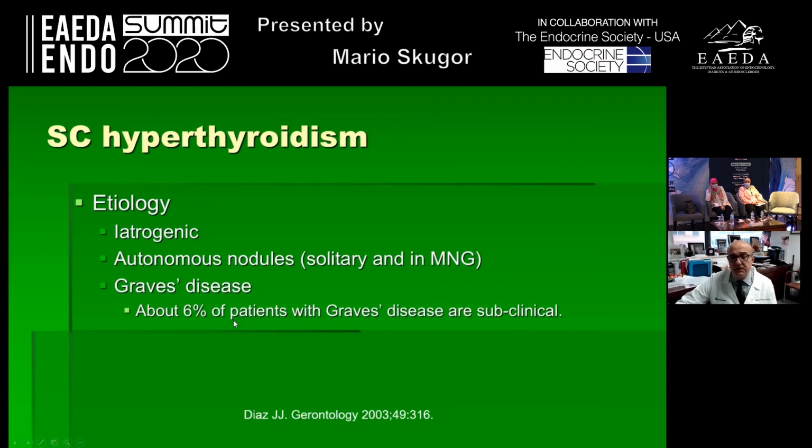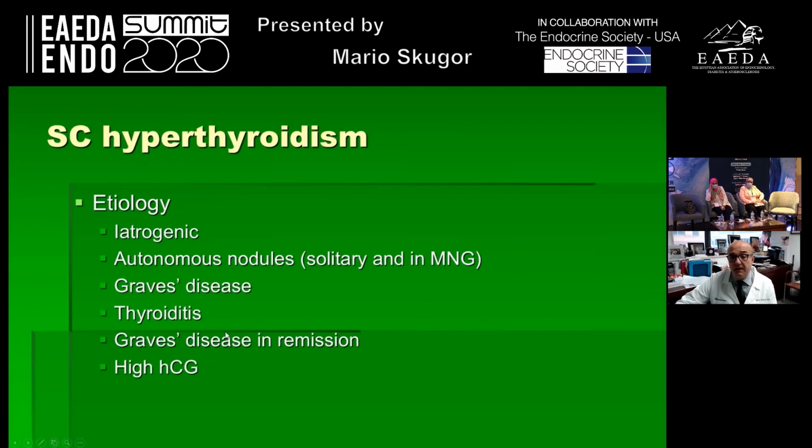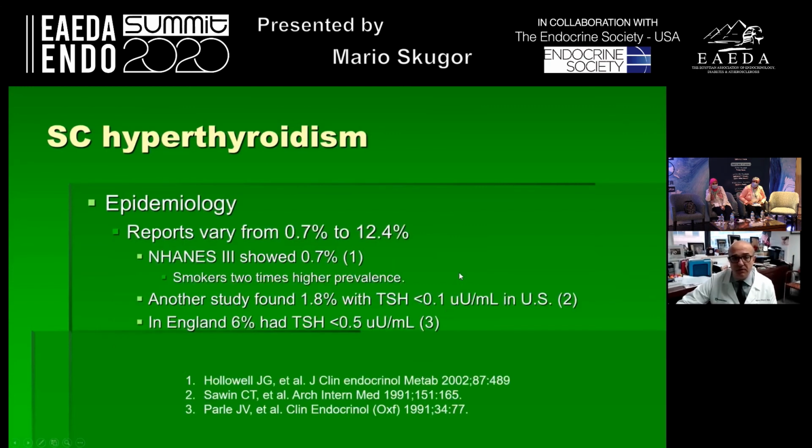Graves' disease, about 6% of patients with Graves' disease are subclinical. And then there's thyroiditis, Graves' disease in remission, and high HCG. Again, in the beginning of the pregnancy, you're going to have high HCG, and it could be high enough to cause true hyperthyroidism. What is the epidemiology?